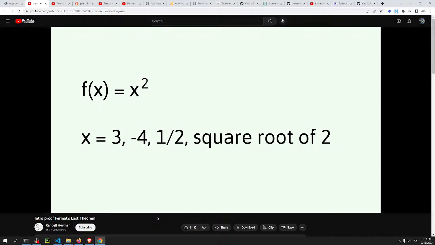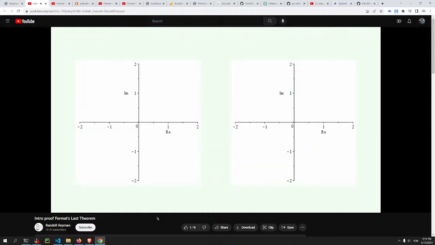Many people, when I mention the word function, will think of something like f(x) equals x squared. And here they're thinking of x being maybe a counting number, say 3, or an integer, say minus 4, or a fraction, say a half, or an irrational, say the square root of 2. But we can extend this concept to complex valued functions.